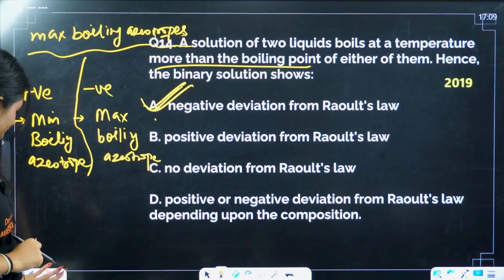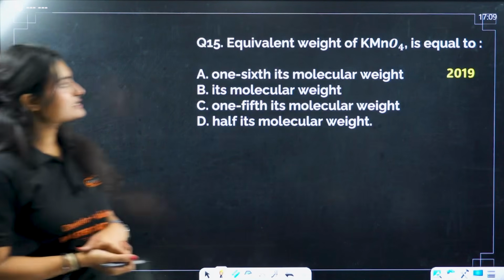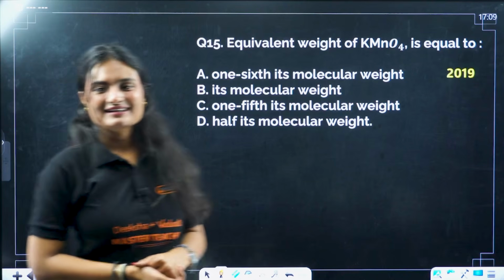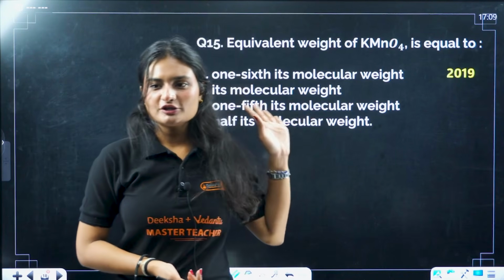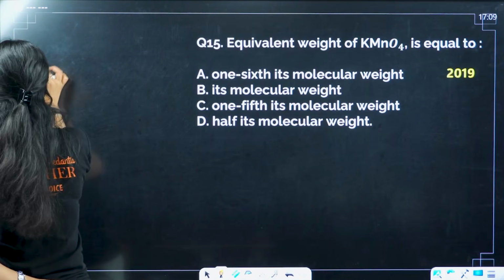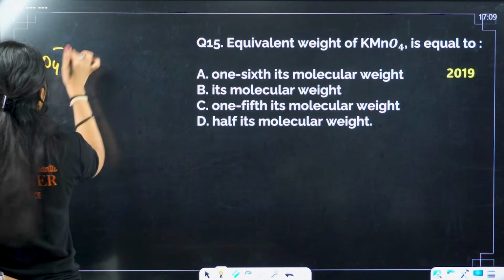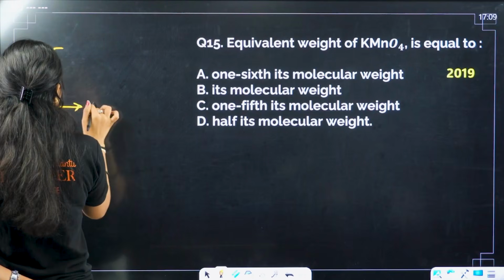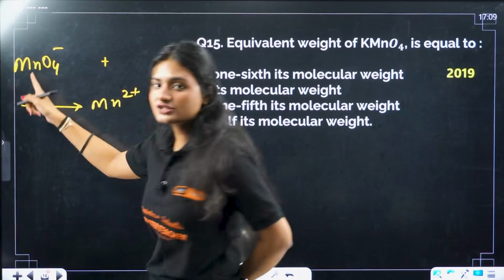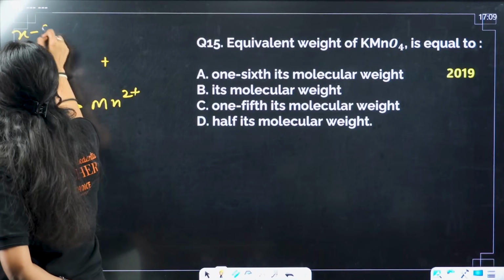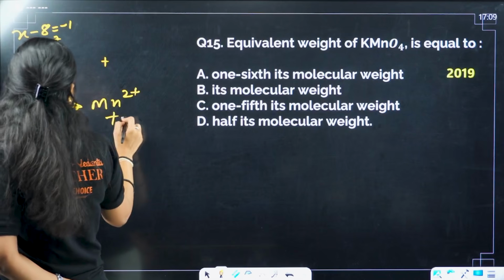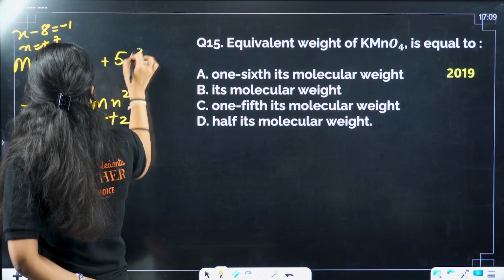Last question. The last question is: equivalent weight of KMnO4 is equal to. Okay, very simple. We don't know the molecular weight, it's not asked. For KMnO4, I know one thing: MnO4 negative gets converted into Mn2 positive. It gains how much electron? What is the oxidation state here? X minus 8 equals -1, so it is +7. Here it is +2. That means it gained 5 electrons.